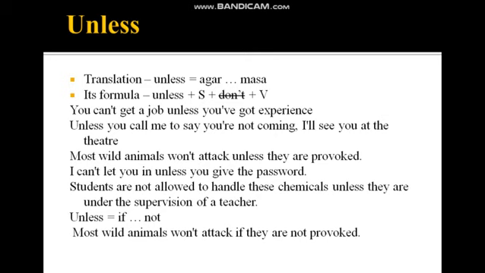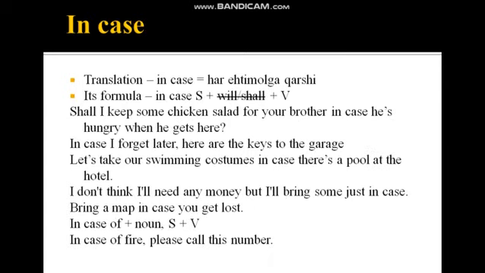Students are not allowed to handle these chemicals. See, they cannot handle these chemicals unless they are under the supervision of a teacher, which means if they are not under the supervision of a teacher, they're not allowed to handle these chemicals. And as you can guess, guys, unless is equal to if not. And if you want to use if not, just go ahead, but it's always better to use unless instead of if not. I hope you have captured everything on this slide. And now let's move on to the next beautiful one, which is in case.